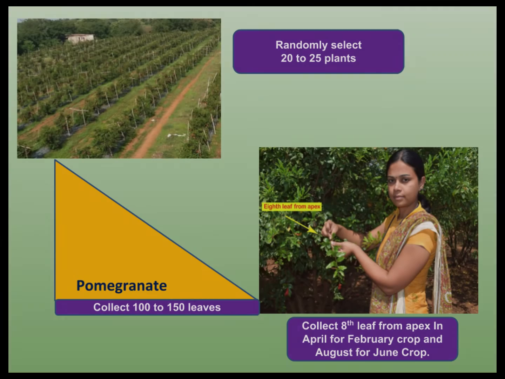a sample bag. In pomegranate, since the fruiting period varies from orchard to orchard, we can sample leaves when flowering starts after ethrel spray, in April for the February crop and in August for the June crop. Since the plant population is more per hectare, we need to sample about 20 to 25 trees in pomegranate. Randomly select 20 to 25 trees and locate the 8th leaf from the apex. Collect 100 to 150 leaves and transfer a portion of the sample to the sample bag.